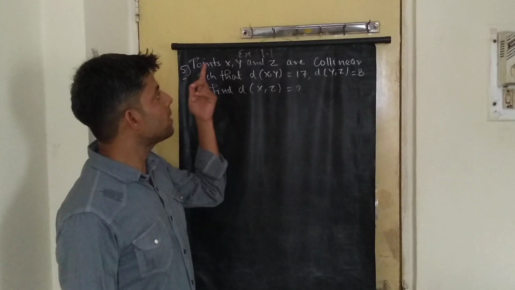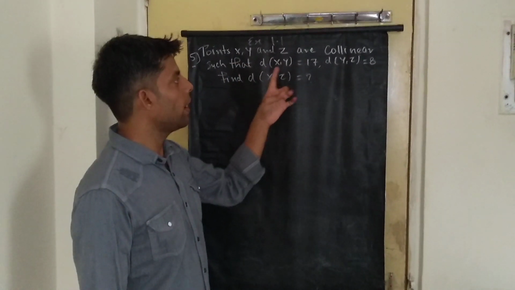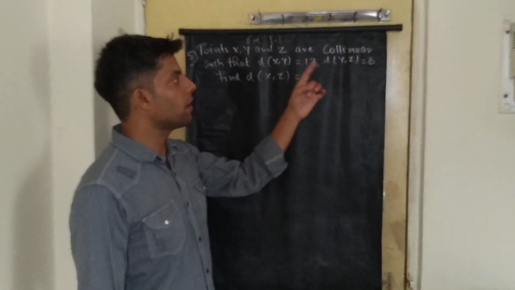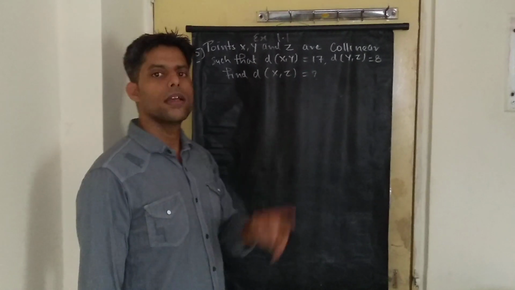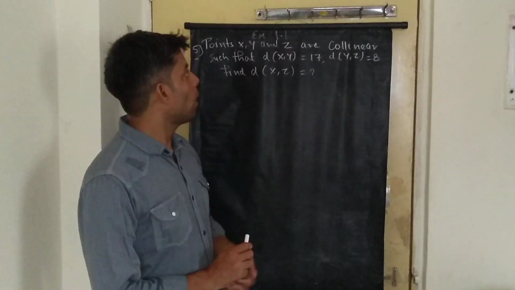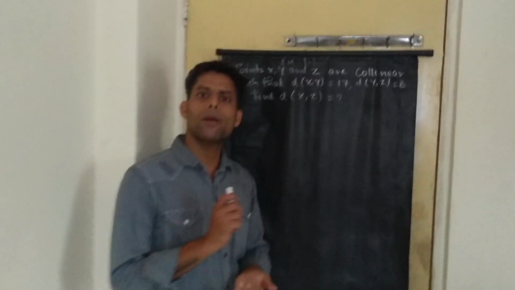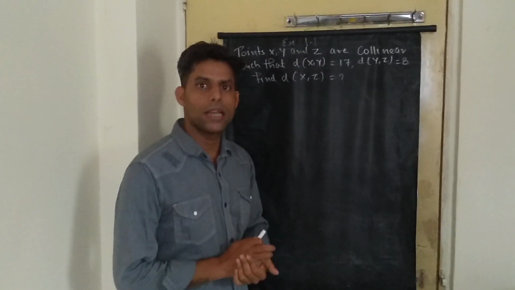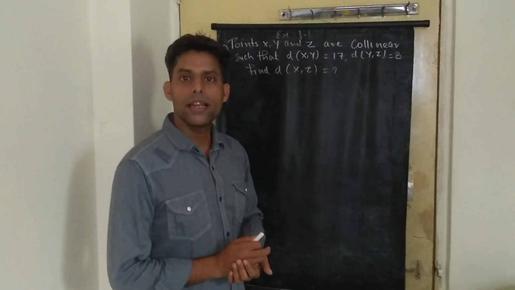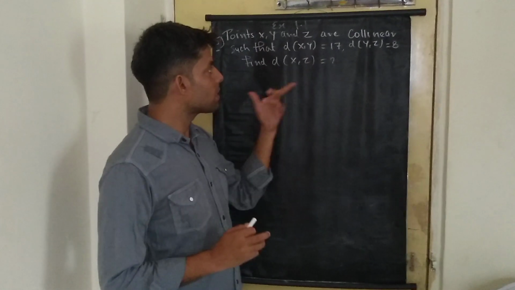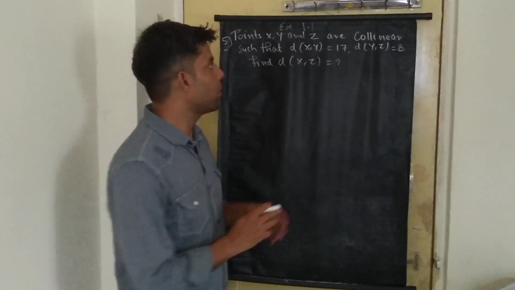So it is said points x, y and z are collinear such that distance of xy is equal to 17, distance of yz is equal to 8, distance of xz we need to find out. As it is said that the points x, y, z are collinear, if you remember students, we learned last time that if three points are collinear, there can be three possibilities for their betweenness. So just the same concept will be applicable here. Let's see how it can be done.